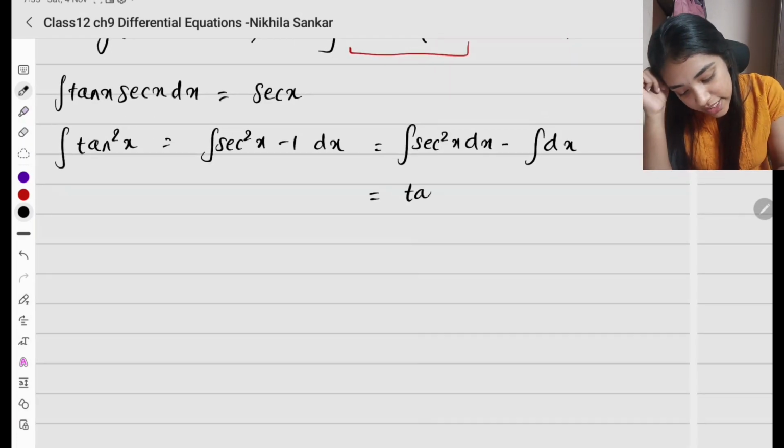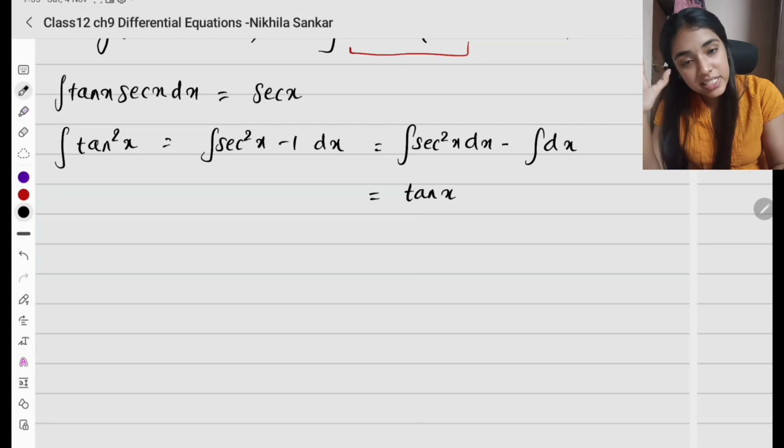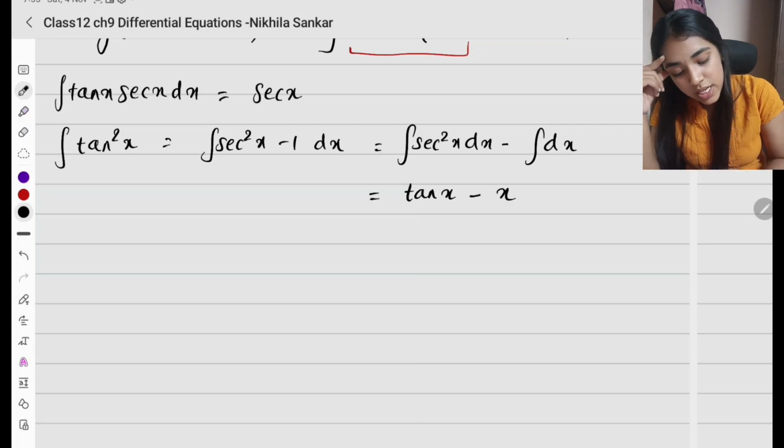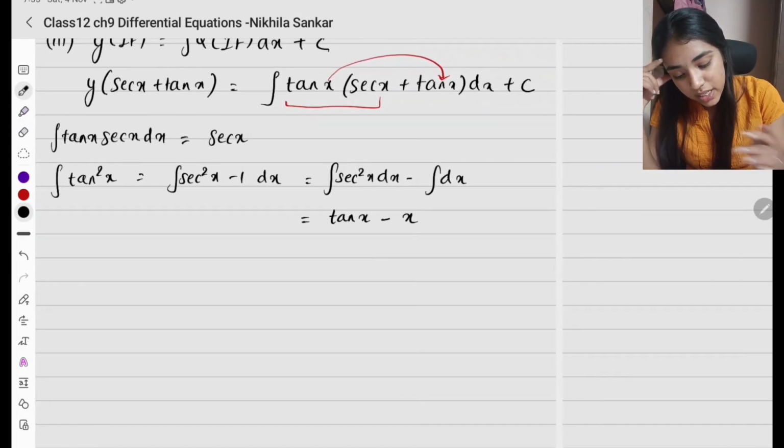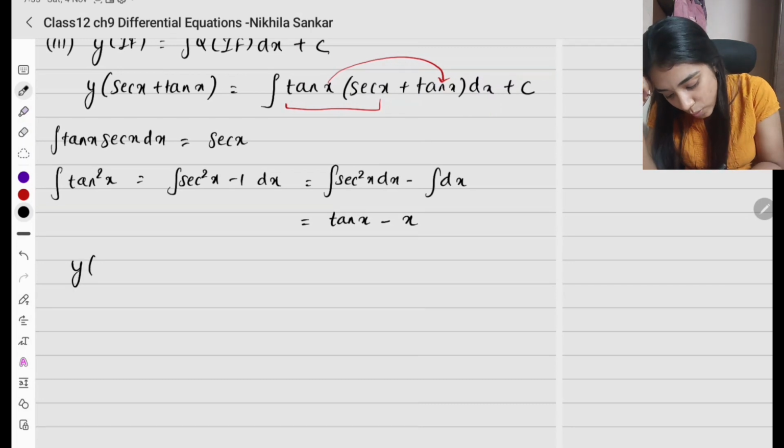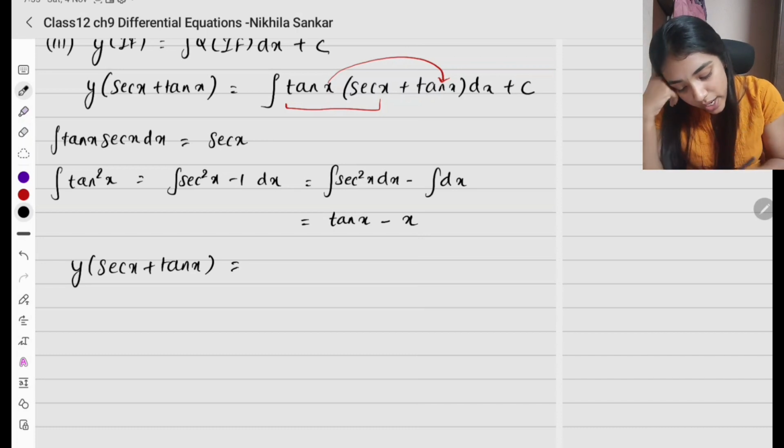There are many varieties of secant here, so please don't get confused. So this is tan x minus x. Now shall we consolidate all this? So what do I have? y into secant x plus tan x equals the integration. I have to add the two. So I have secant x plus tan x minus x plus c.